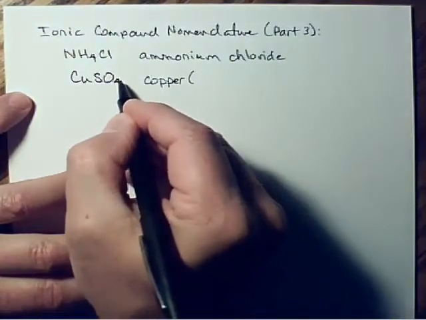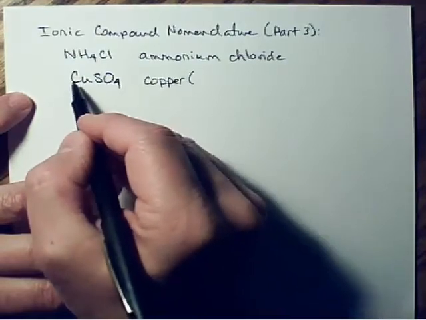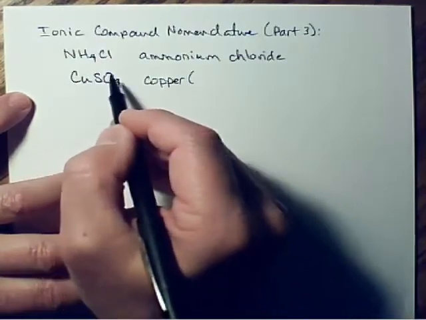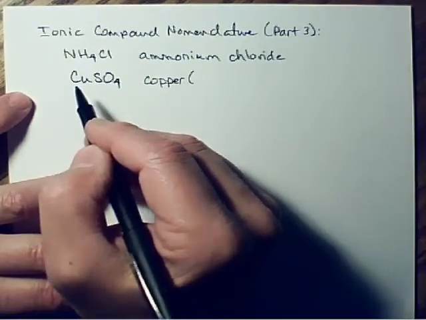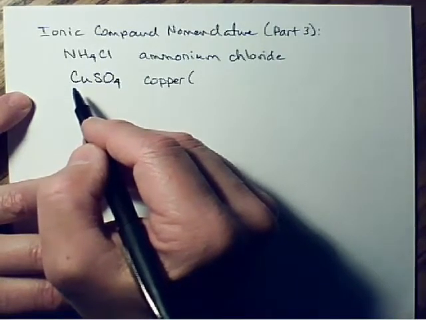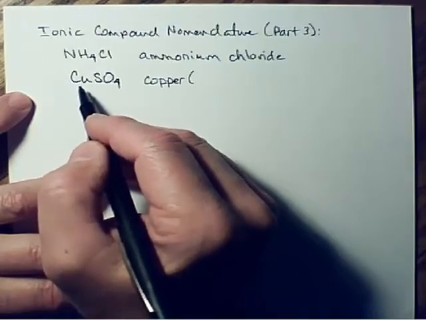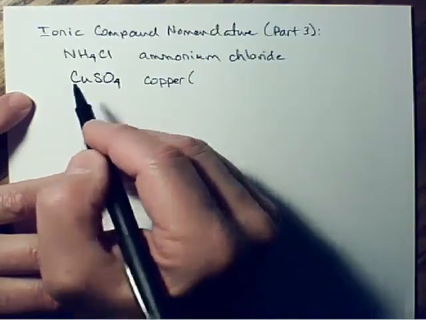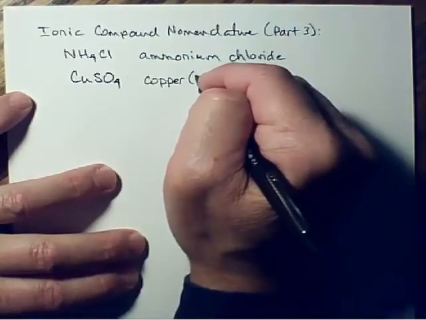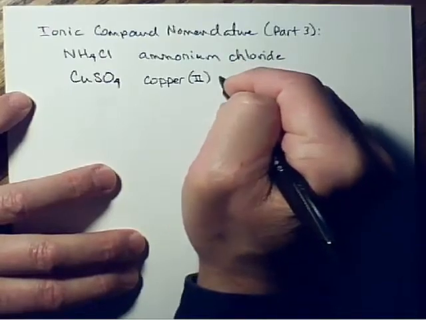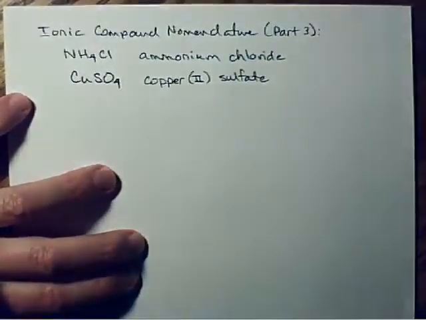Sulfate has a 2 negative charge, so for 1 copper and 1 sulfate to be charge balanced, to be neutral overall, the copper has to have a 2+ charge. Since copper has more than 1 oxidation number, it could be either 1+ or 2+, we have to designate which one it is with a Roman numeral. This is copper 2, that's what you call copper with a 2+ charge, copper 2 sulfate. Okay.